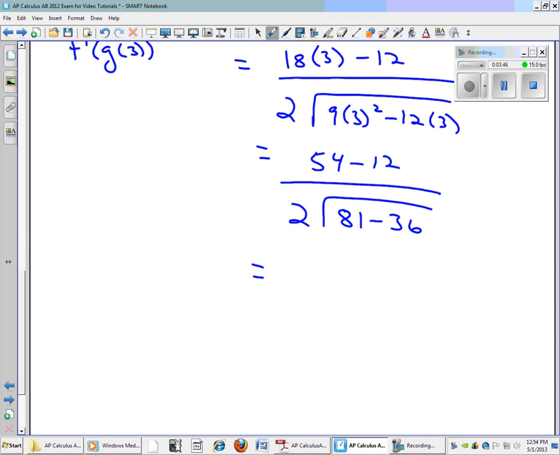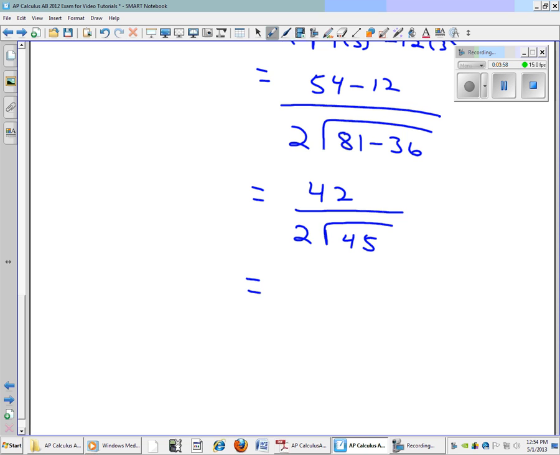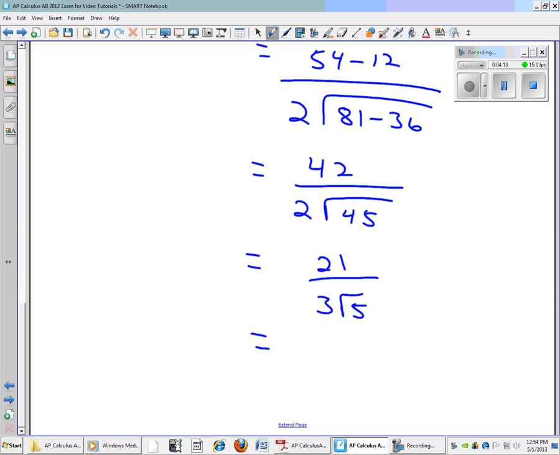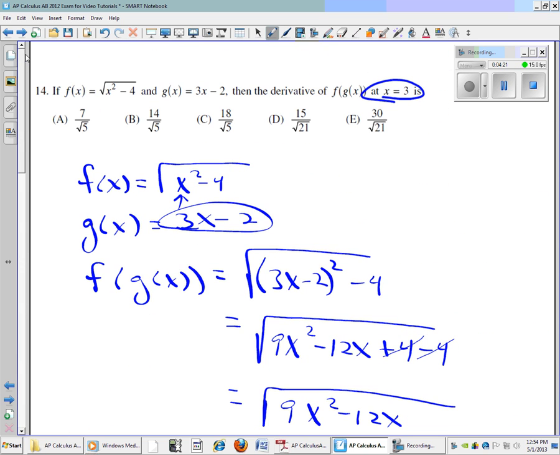And that will give me 42 in the numerator, and 2 times the square root of 45 in the denominator. And I notice 2 can go into 42, so that'll be 21. And the square root of 45 can reduce to the square root of 9 times 5, and the square root of 9 is 3. So this will become 3 square root of 5. And 3 can go into 21 7 times. So we'll get 7 over the square root of 5. And that's answer choice A.